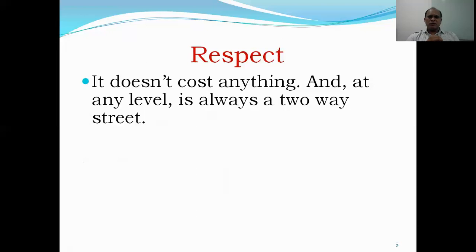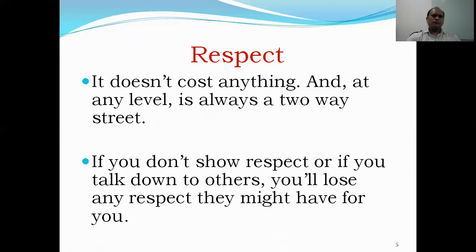Respect does not cost anything, and at any level it is always a two-way street. This means the first thing you need to understand is you need to respect the individual. If you are not respecting anybody, don't expect it in return. If you don't show respect or if you talk down to others, you will lose any respect they might have for you. So in all the dimensions of your life, whether you're a student, a working employee, or you're dealing with your family members or your friends, respecting others is a very important key.